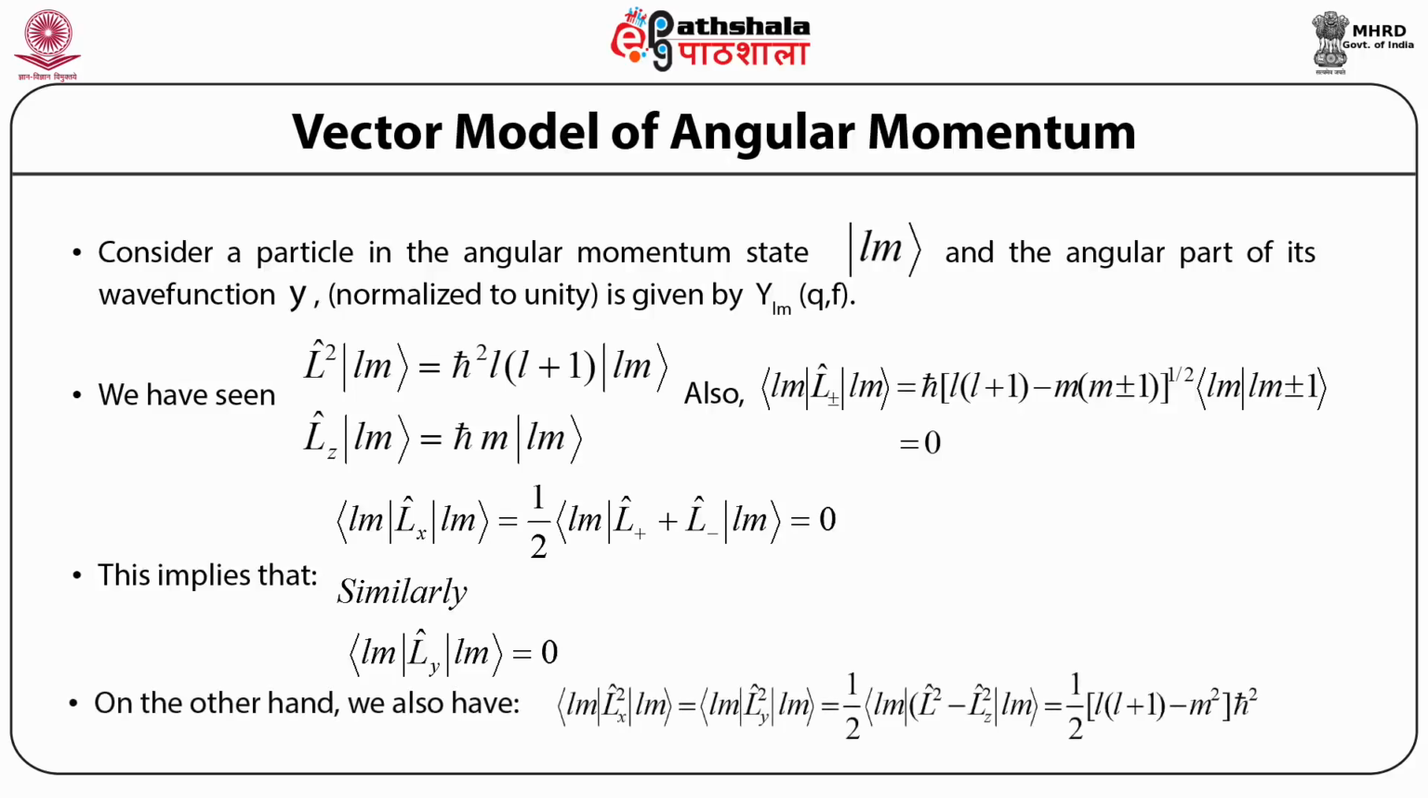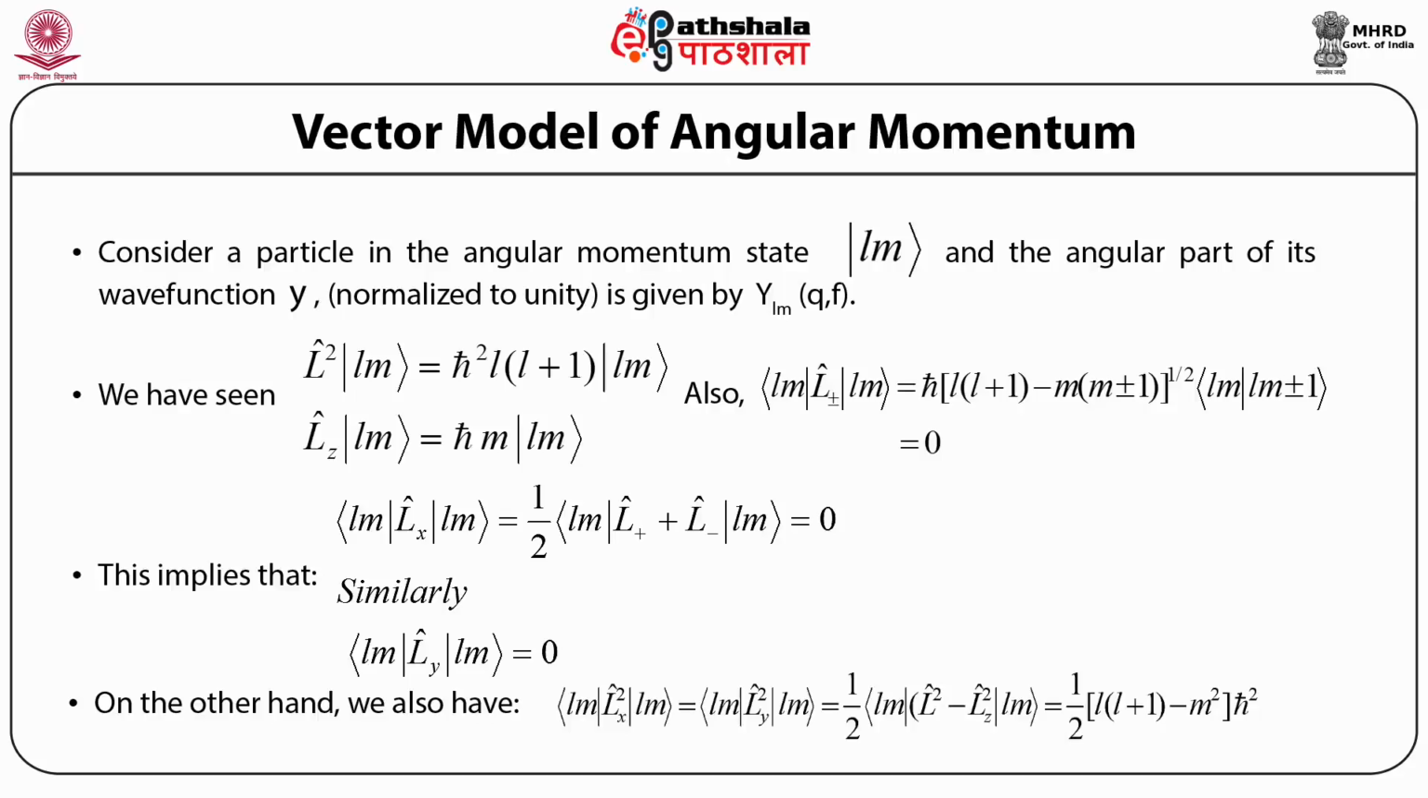However, if we look at the expectation values of the operator Lx square and the operator Ly square, we find that the expectation value of Lx square, that is bra vector Lm operator Lx square ket vector Lm, is equal to the expectation value of operator Ly square, bra vector Lm operator Ly square ket vector Lm, and this turns out to be equal to half times bra vector Lm within brackets operator L square minus operator Lz square acting on ket vector Lm, which is equal to half times bracket open L into L plus 1 minus m square bracket close times h cross square.